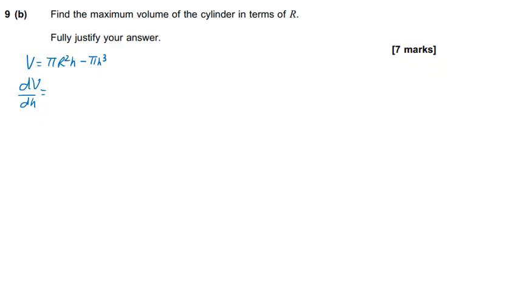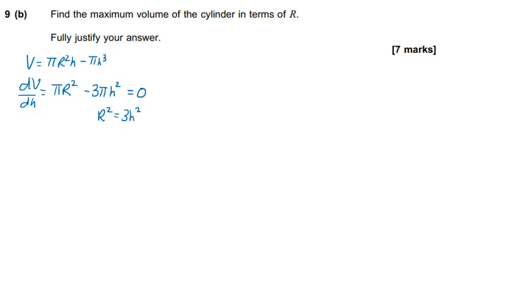So the first term is just linear because pi R squared is a constant. So when we differentiate that, the h will just become 1. And then the second term, h cubed, becomes 3h squared. So I've got 3 pi h squared. And we know for a maximum or minimum value that this must be equal to 0. So we just need to solve that. You can see that the pi's cancel out.